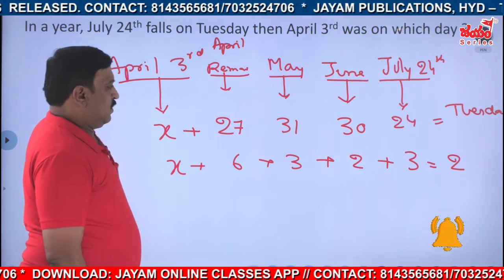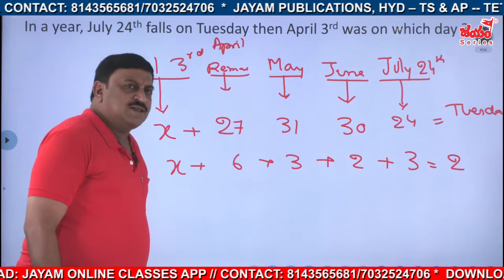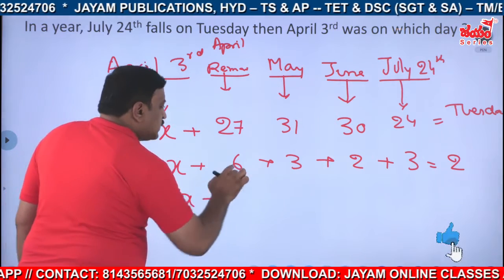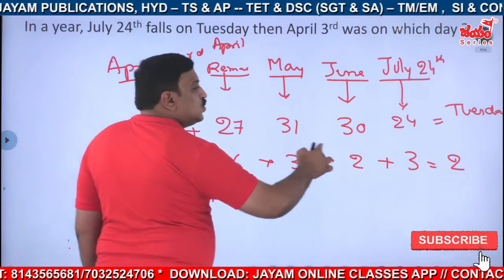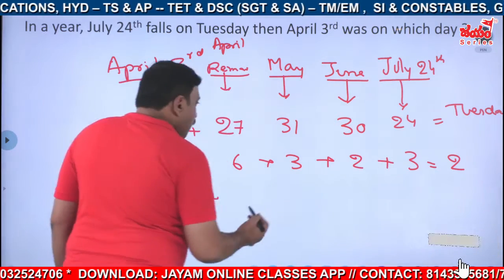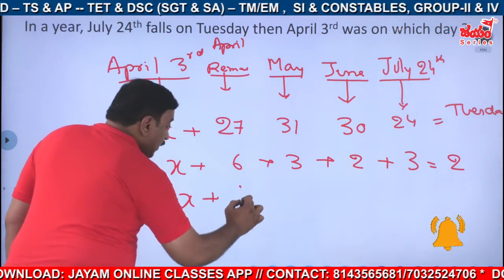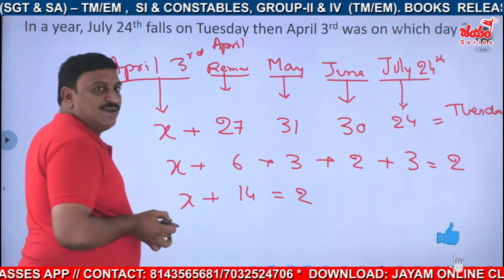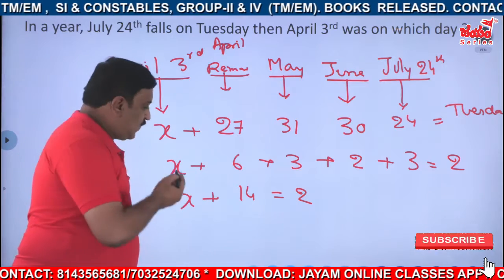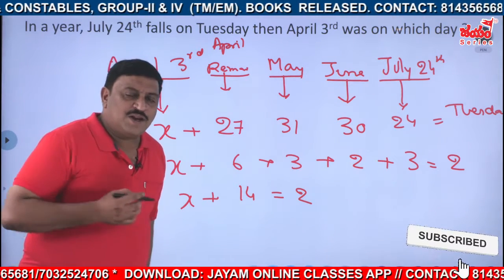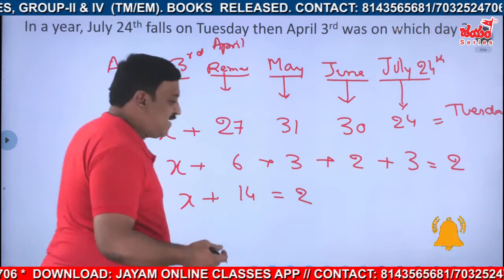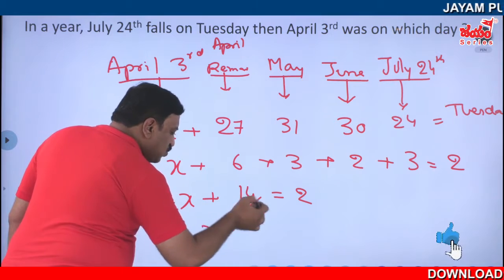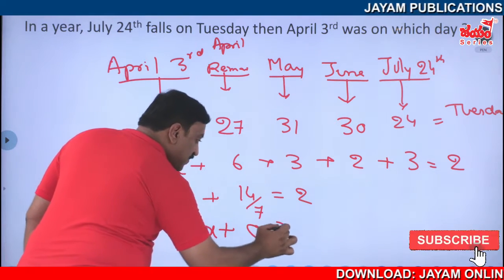right? Then, wherever I get 7, I can cancel, but you people, just try in a normal sense. 6 plus 3, 9, 9 plus 2, 11, 11 plus 3, 14. Once you got 14, nothing but odd days are 0. Is it not? So odd days are 0. We got X plus 0 is equal to 2.